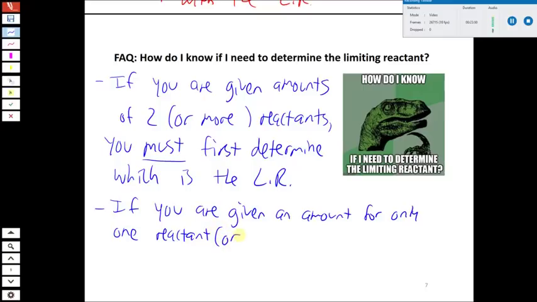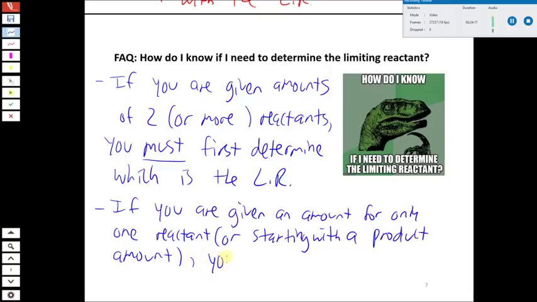Or additionally, we sometimes have problems where the starting point in the problem is going to be an amount of product. So if we're setting up a question where we say, you want to form this much product, how much reactant do you need? Well, in that case, you don't have to worry about limiting reactant either, because we're starting with an amount of product. But in a case where we give you amounts of two reactants, that's when you have to determine a limiting reactant.